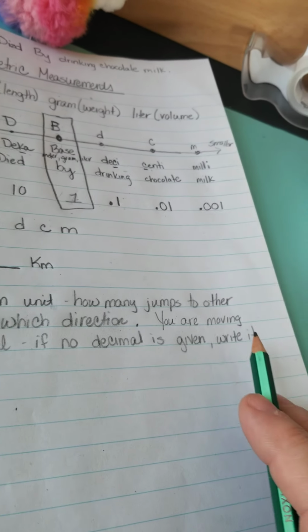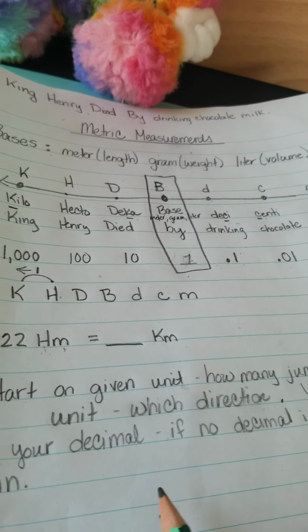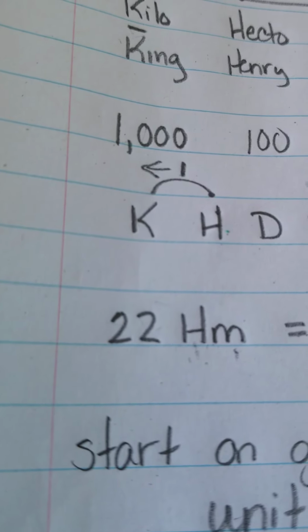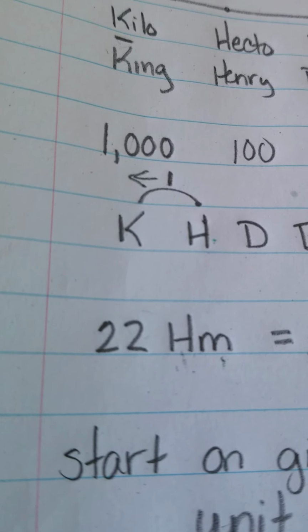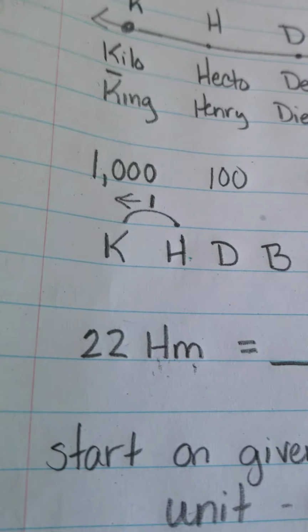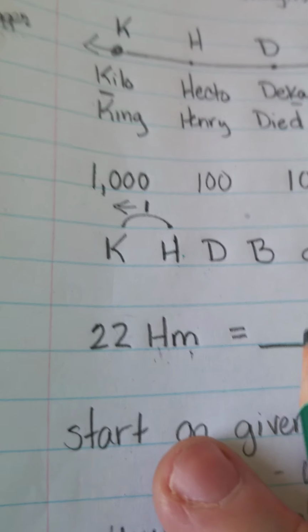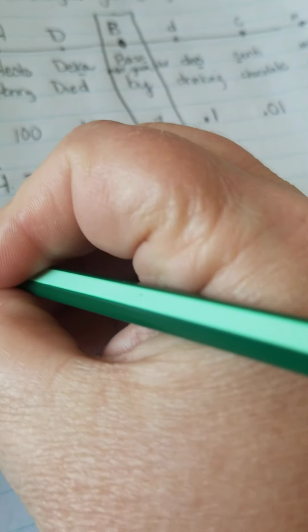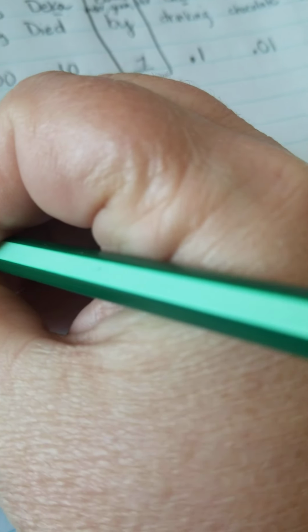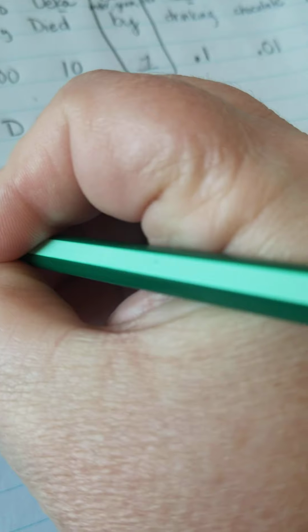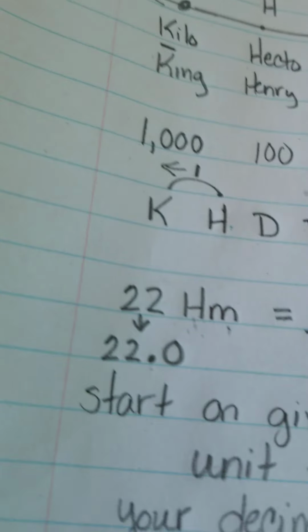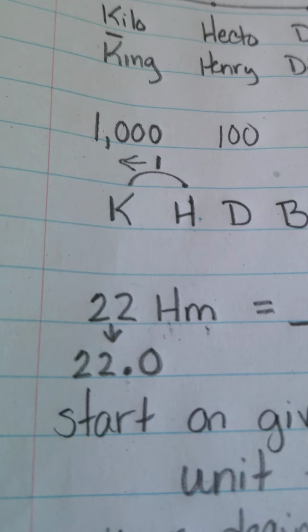Now, you're moving a decimal. Miss Chilcote, I don't see a decimal in that number. I don't either. But guess what, my friends? We know where that decimal goes, don't we? That's a whole number. And we know that for a whole number, if we need to put a decimal, that is the same as 22 decimal point 0. Okay? So now I know where my decimal goes.